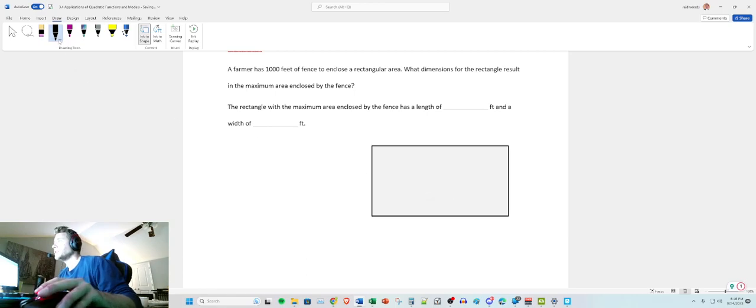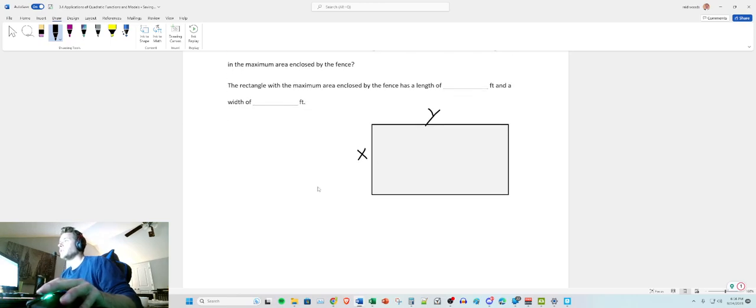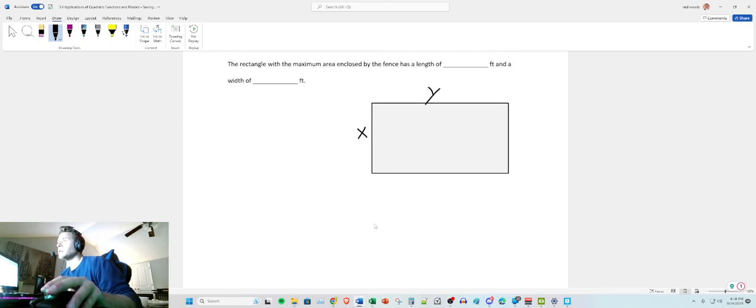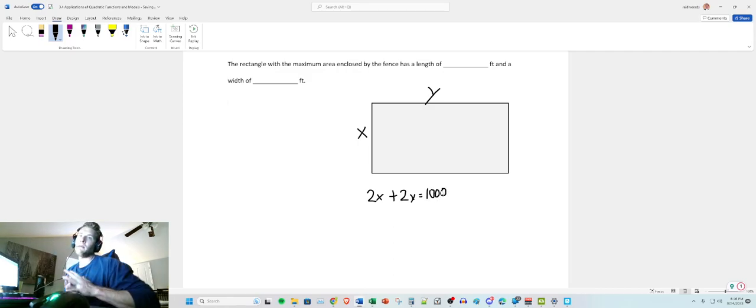There it is. So we know that if we call this side X, and we'll call this one Y. We do know that the whole thing needs to add up to 1,000. So if we wanted to get the perimeter, by the way, we could set it up like this. And this is exactly how you want to set up your problem when you're working this on your own. Okay. So 2x plus 2y equals 1,000.